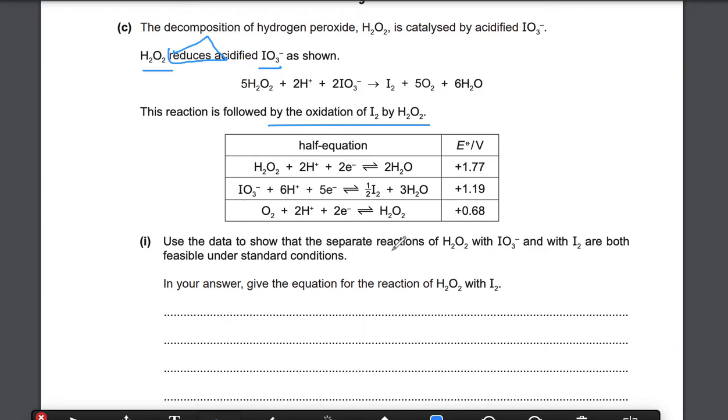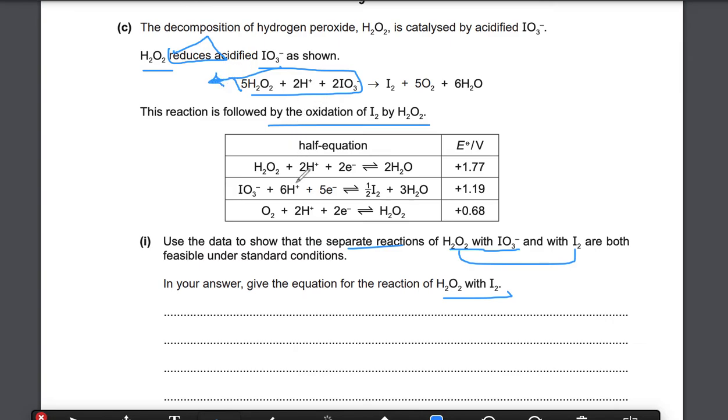Use the data to show that the separate reactions of H2O2 with IO3 minus and H2O2 with I2 are both feasible under standard conditions. In your answer, give the equation for the reaction of H2O2 and I2. Okay, so first we mention how this equation is possible, this one.